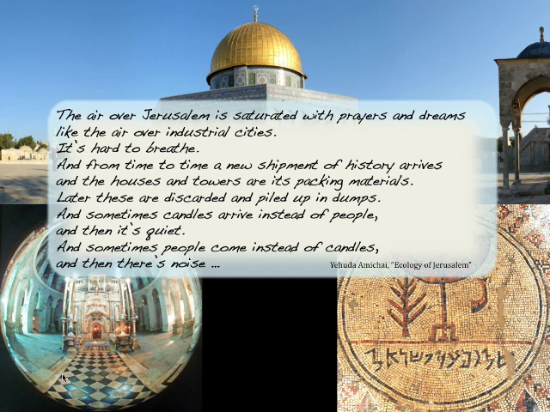The air over Jerusalem is saturated with prayers and dreams like the air over industrial cities. It's hard to breathe. And from time to time, a new shipment of history arrives. And the houses and towers are its packing materials. Later, these are discarded and piled up in dumps. And sometimes candles arrive instead of people, and then it's quiet. And sometimes people come instead of candles. And then there's noise.